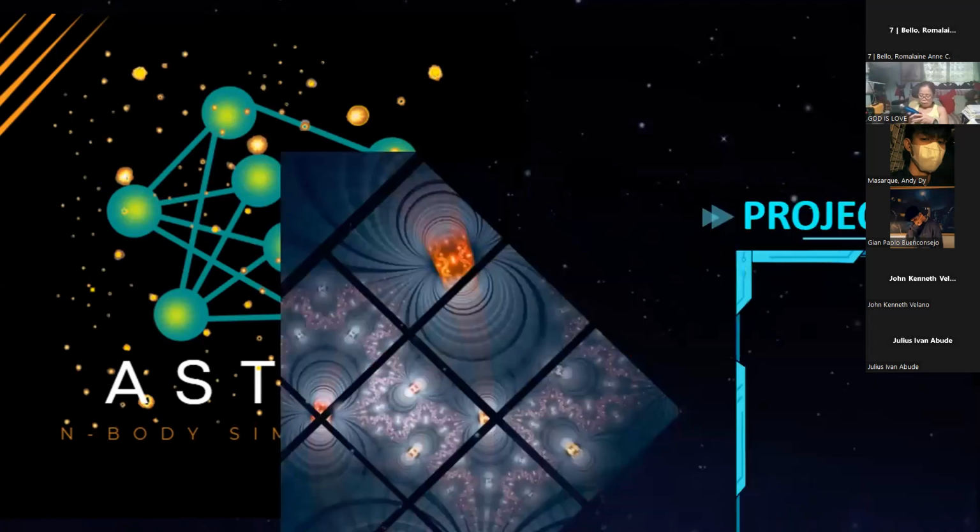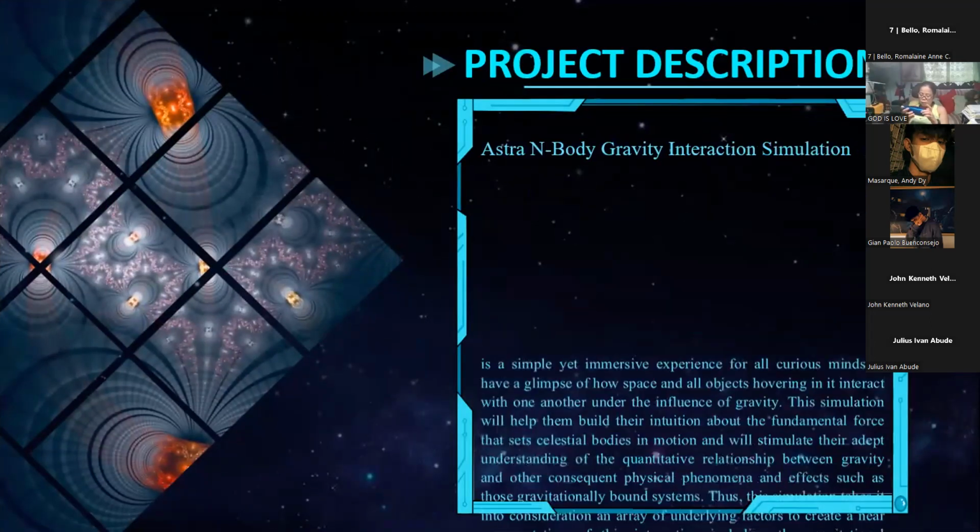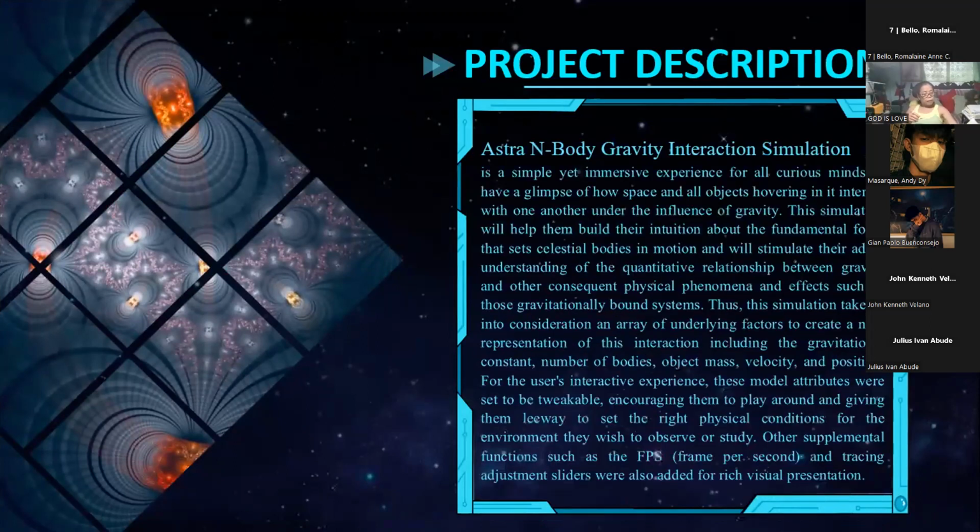So, moving forward to our project description. Astra N-body gravity interaction is a simulation intended to visualize how celestial bodies in our universe interact with each other, mainly due to the presence of gravity. By this simulation, we are expecting that the user will be able to deepen his or her understanding about different factors that constitute this interaction.